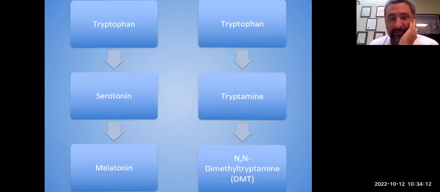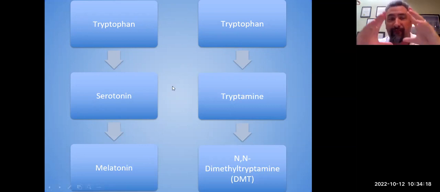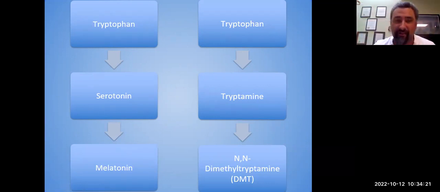Somebody asked about dreams. Well, melatonin is released by the pineal gland into the cerebrospinal fluid itself, and then from the cerebrospinal fluid, it gets dispersed throughout the whole brain. We need melatonin. It's important for circadian rhythm. It's also a powerful antioxidant.